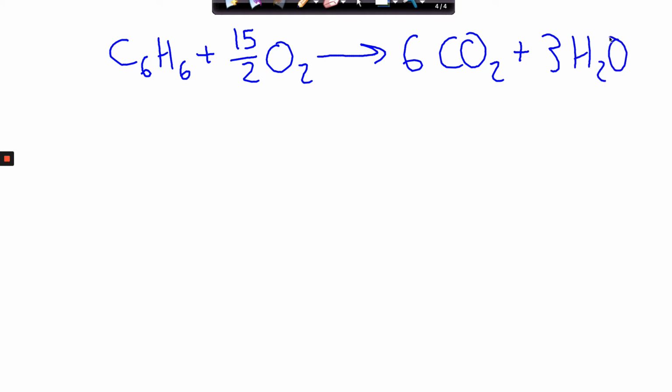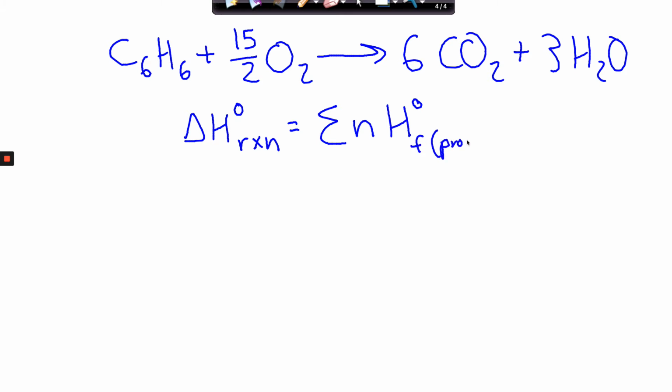So guys, what does solving this look like? It does not look like less than this. Here's what you do. Do it with me. So we're going to go delta H of the reaction is equal to sigma, I'm going to include the n, H sub naught formation of products, minus the sum of n times the heats of formation of reactants.